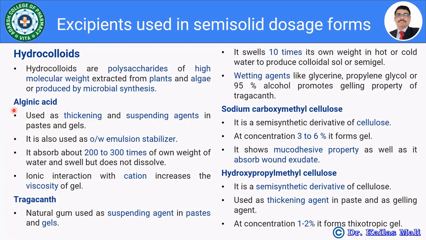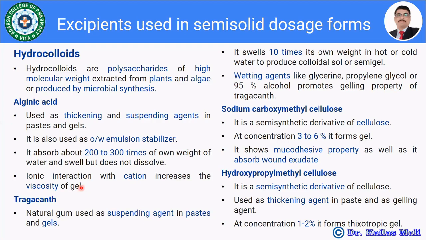So the alginic acid is a natural polymer. It is used as a thickening as well as suspending agent in the preparation of pastes and gels. It is also used as an O/W emulsion stabilizer, oil in water. It absorbs about 200 to 300 times its own weight of water and swells, but does not dissolve. As a sodium alginate, it is not going to be dissolved. It is going to swell up to 200 to 300 times its weight. There may be ionic interaction with cations like calcium, which increases the viscosity of the gel.